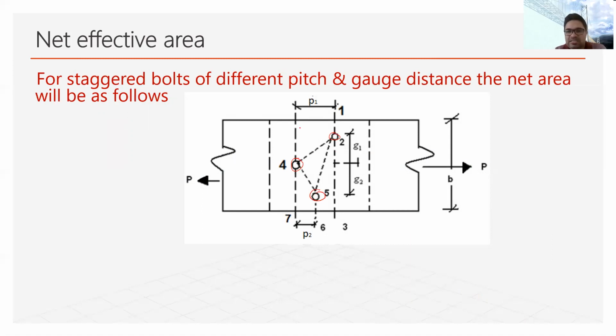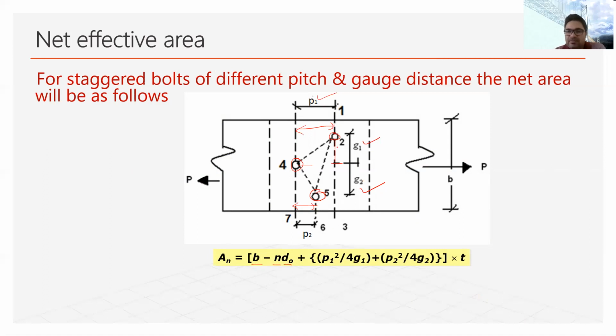For example, the distance between these two holes is P1, and similarly the distance between these two holes is P2. The distance between these two holes is G1 and the distance between this and this is G2. How do we find out the net sectional area? In that case, we again include P square by 4G, but in this manner. AN will be B minus n d naught, where n is the number of holes along the section and d naught is the diameter of the hole.